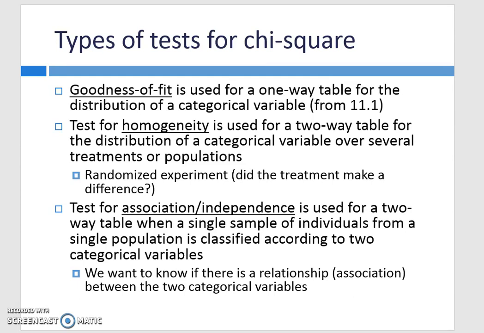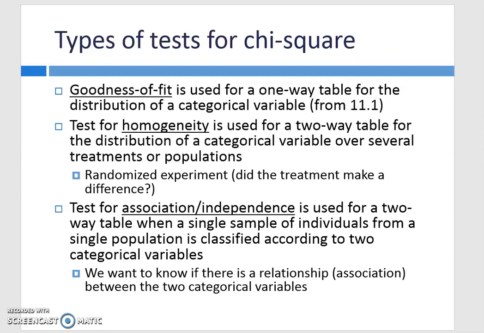We've already done goodness of fit, right? Used for a one-way table. We just said that. Now, homogeneity, like I said, is for a two-way table. And this is for a categorical variable over several treatments or populations. So think about a randomized experiment. You know, did the treatment make a difference? That might be when we use homogeneity.